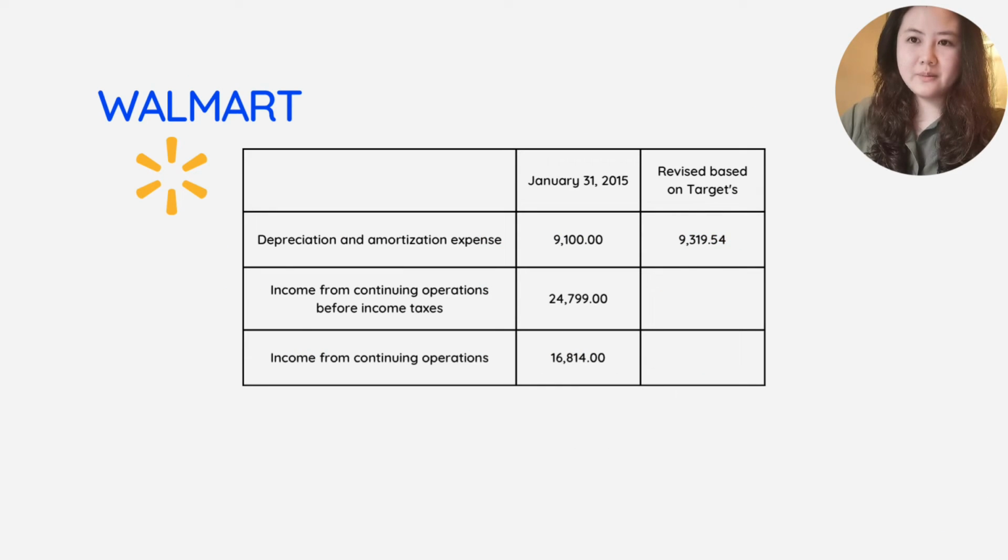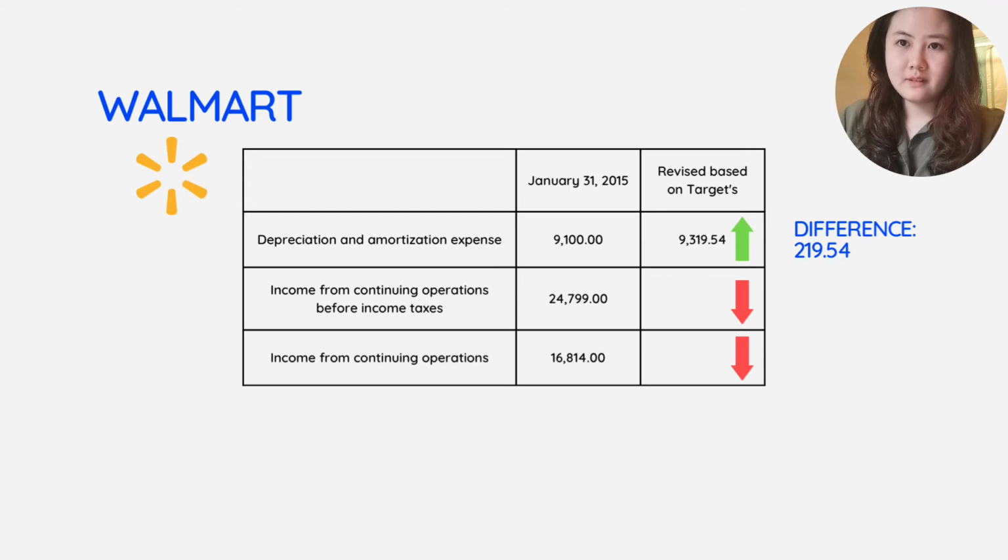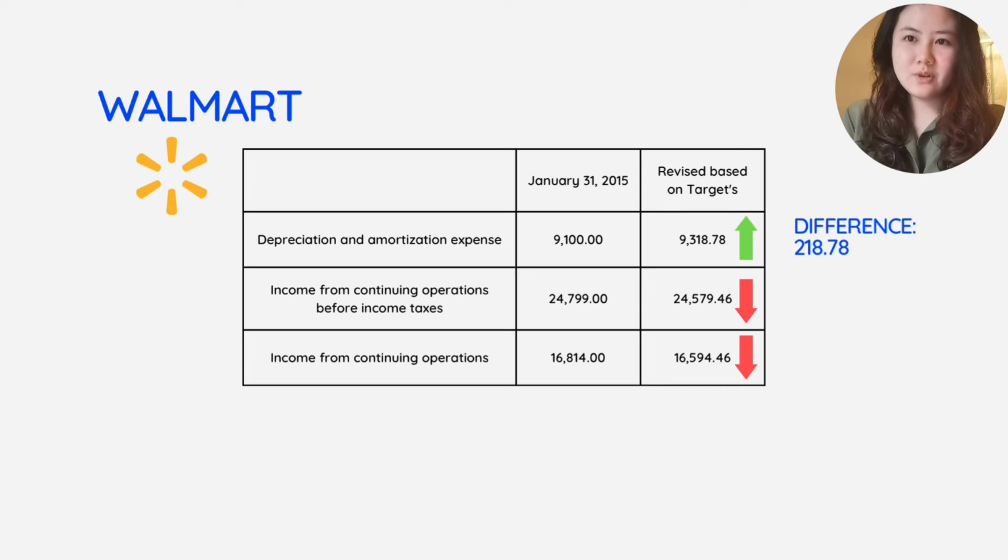Here on the left column, we have the original values from Walmart's income statement. The revised depreciation expense that we calculated based on the 15.99 years of assets' useful life is around $200 more than the original depreciation expense. That means, since depreciation expense increased by $200, we can expect the income to decrease by just as much. Hence, we subtract the difference of $218.78 from the original income reported to give us the decreased income from continuing operations before and after taxes.